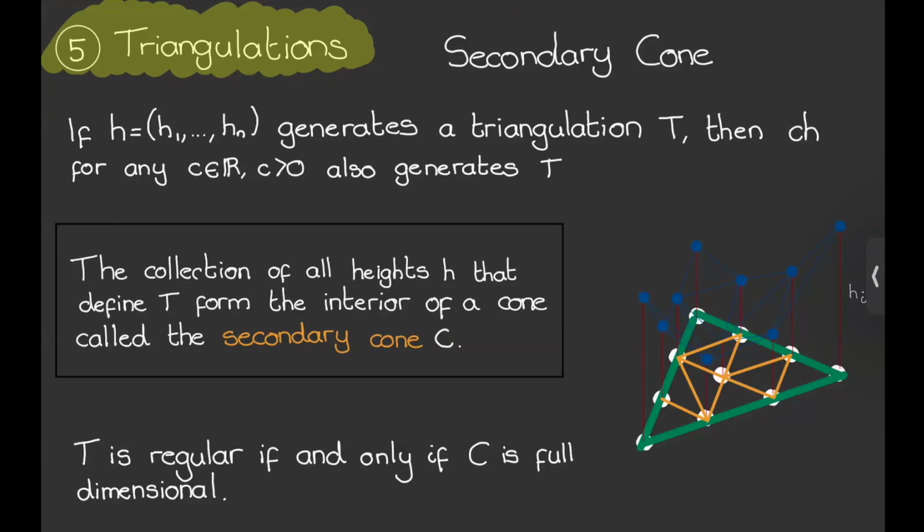So the secondary cone is basically the cone you get. Given a triangulation, all of the heights that get you to that triangulation define this secondary cone. And then it's a result that if your secondary cone is full dimensional, this means your triangulation is a regular triangulation.